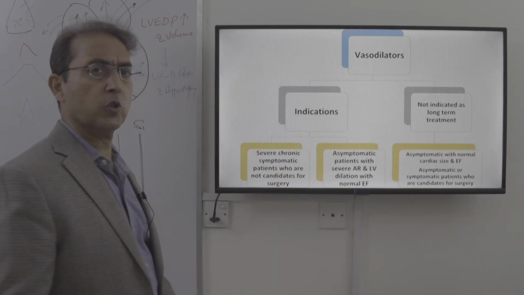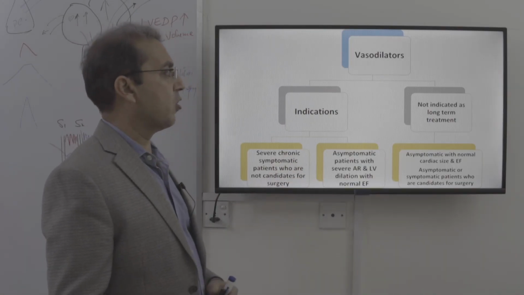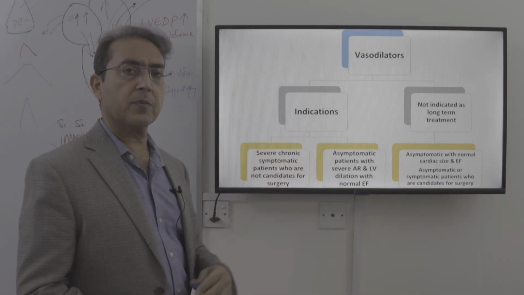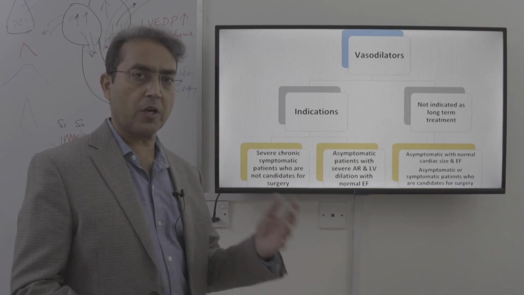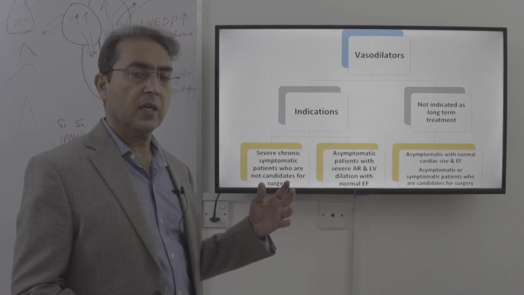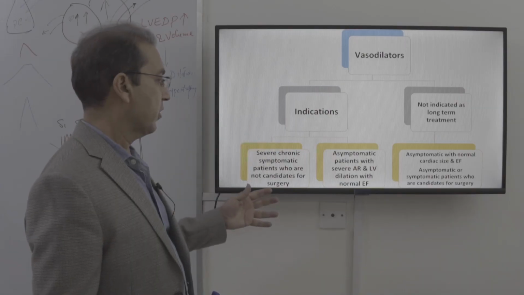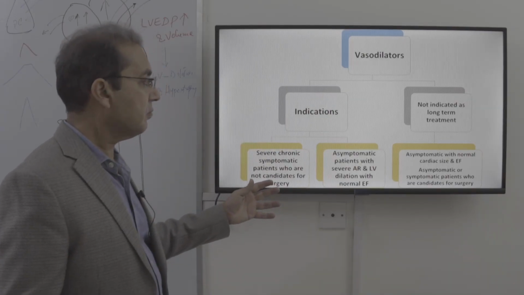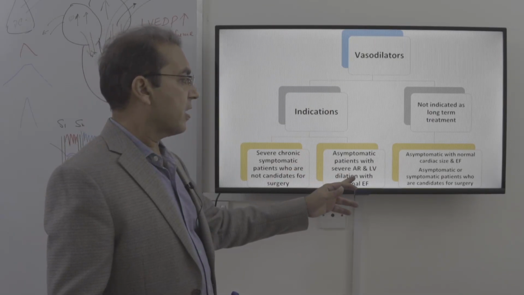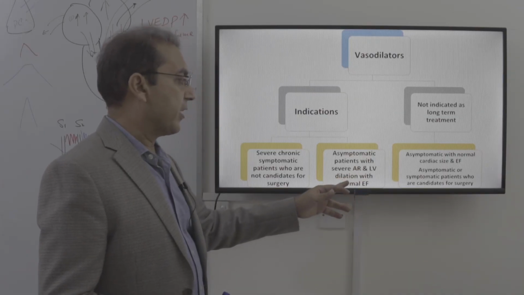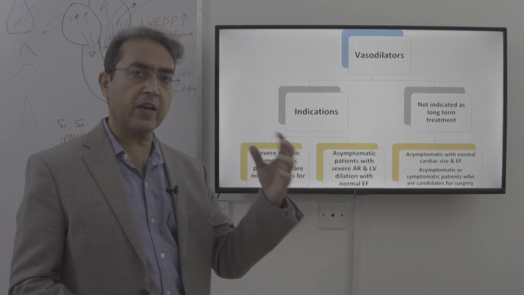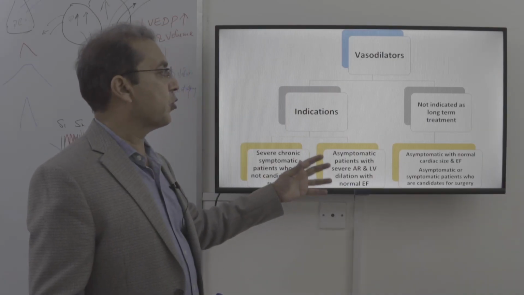Then vasodilators, when to use and when not to use. The general indications are, if the patient has severe chronic symptomatic aortic regurgitation and the patient is not a candidate for surgery. So if we are not planning a surgery but the patient has symptomatic chronic aortic regurgitation, we can go for chronic vasodilator treatment. Patients who are asymptomatic, they have severe AR with LV dilatation and normal ejection fraction. So if their ejection fraction is still maintained although the LV is dilated, these patients can be put on vasodilators.